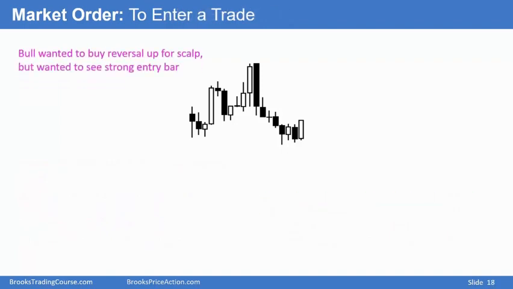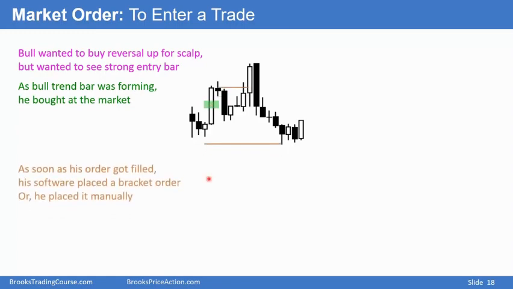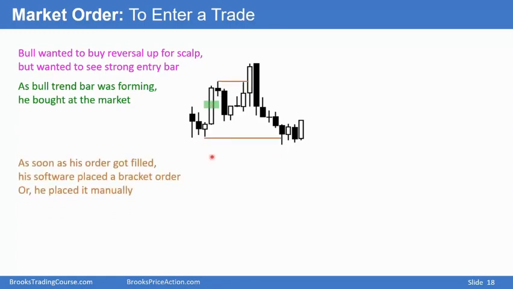Let's say over here, you're thinking, maybe I should buy, maybe I should not buy. Maybe I'd like to see the market start to move up quickly before I buy. And as it's starting to go up, you decide, I got to get long. You can just buy at the market. Just hit the button on your software, buy the market. Your software should automatically create a bracket order. For example, you might want to sell on a stop below this low.